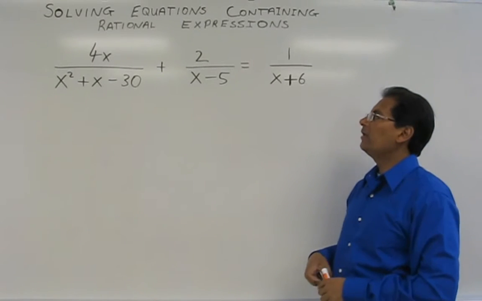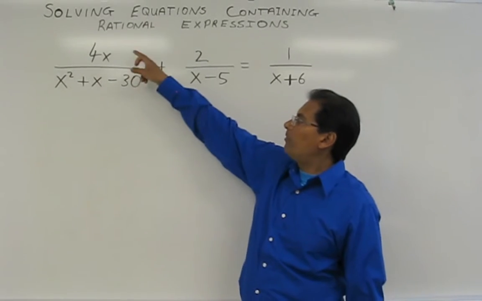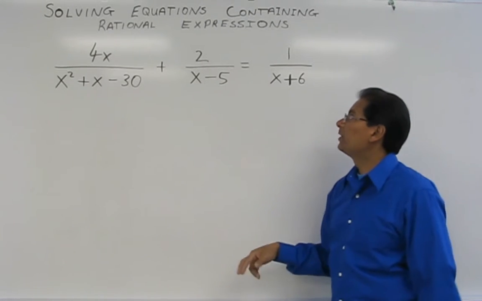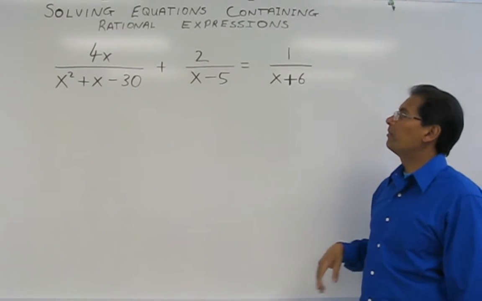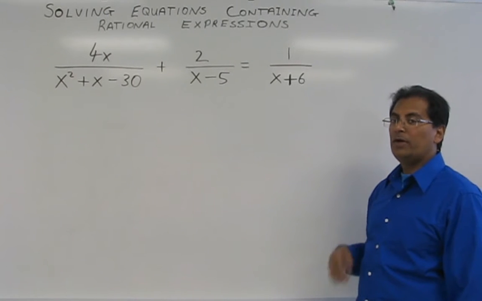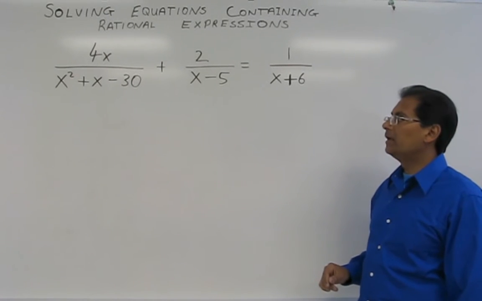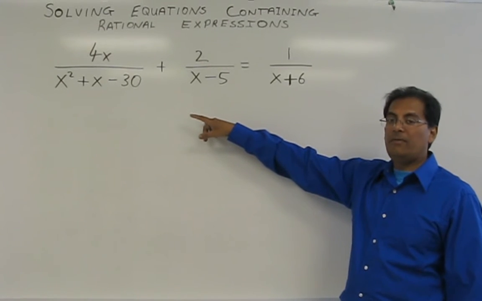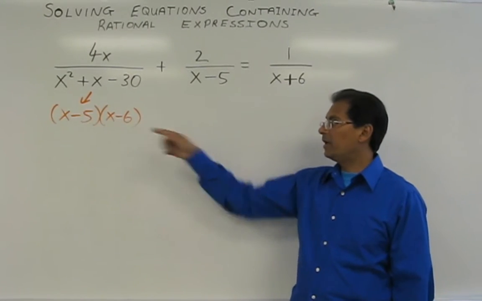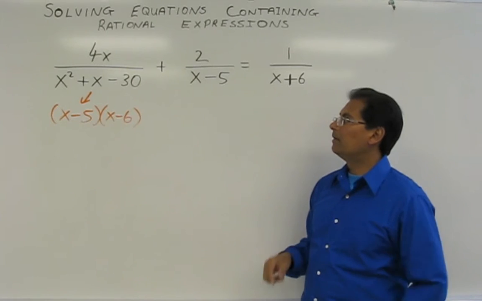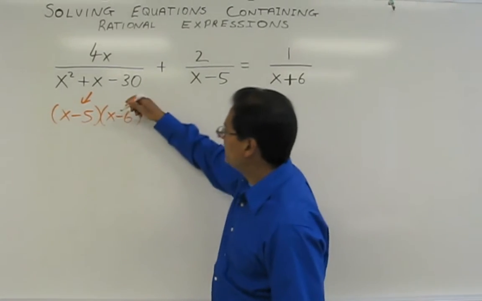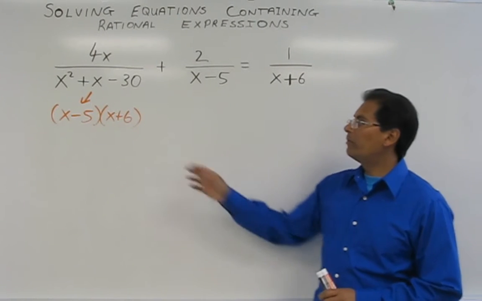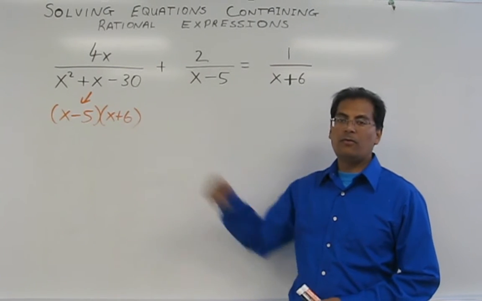This problem we're asked to solve for x, 4x divided by x squared plus x minus 30 plus 2 over x minus 5 equals 1 over x plus 6. So again, we have to find our common denominator. We might want to know that x squared plus x minus 30 can be factored into x minus 5 times x plus 6. And so why don't we replace this denominator with its factored form?